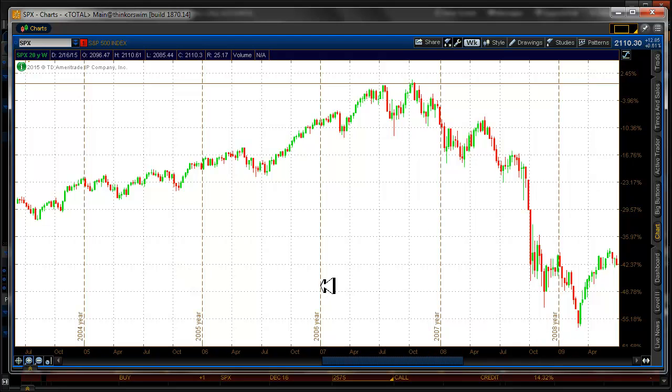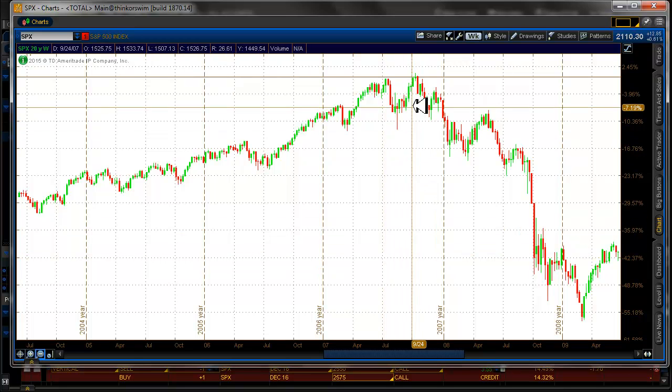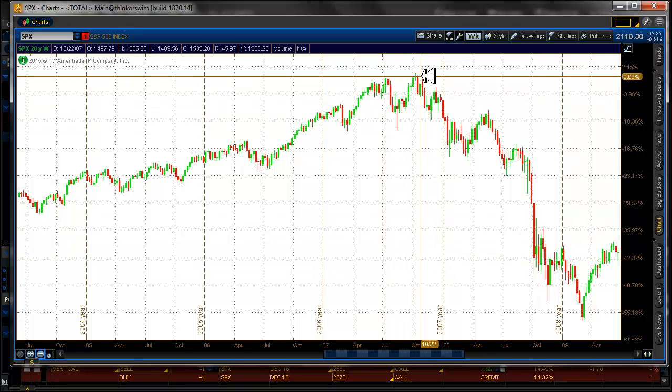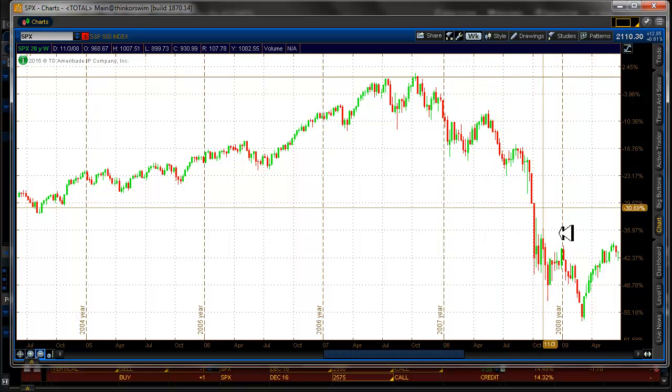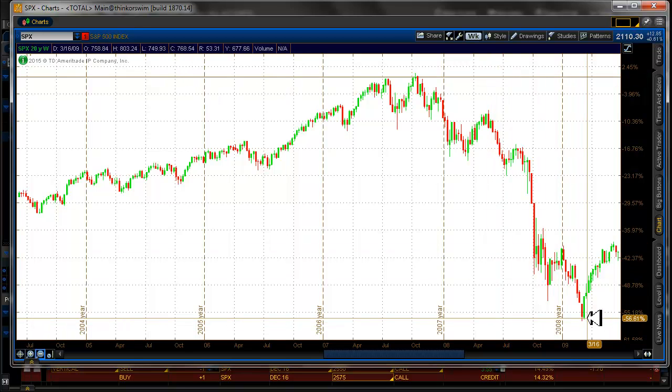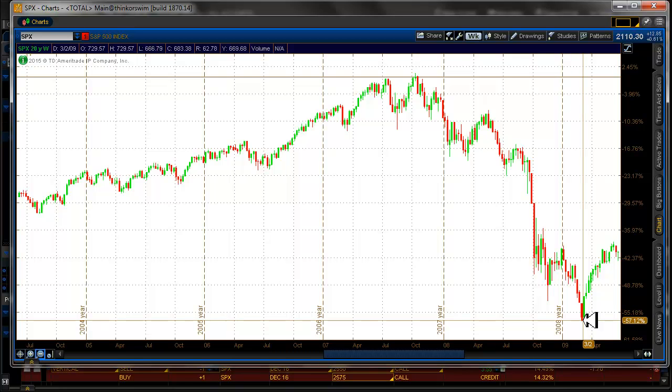Oh, we're frozen here. Just hang on. Sometimes it does this to us. There, now it's going to react. Okay, so this is the zero line right here, 0%. So if we come down here to this actual low, the real low here is like 57%. So from this high to this low in March of 2009 is about 58%, 57%, somewhere around there.